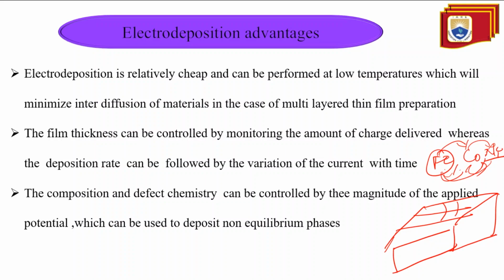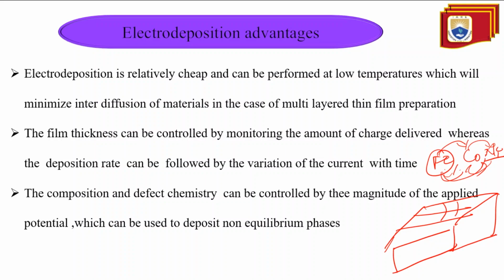And moreover, the deposition rate of the material can be controlled by frequently changing the current, by frequently changing the power, by frequently changing the current with respect to time. That's why we call it the deposition rate. That means the yield parameter of the film can be easily monitored by using this particular technique, compared to other processes of fabrication of nanomaterials, top-down or bottom-up, right?